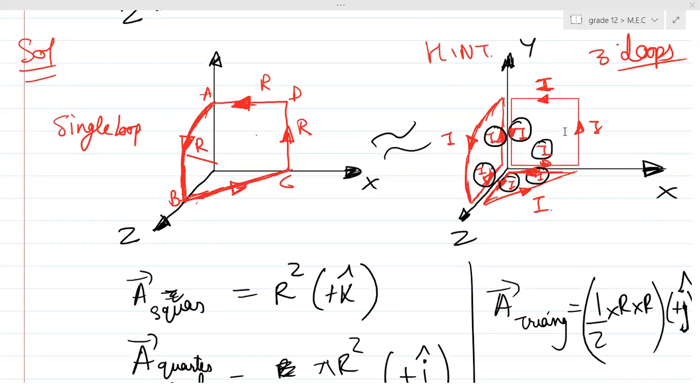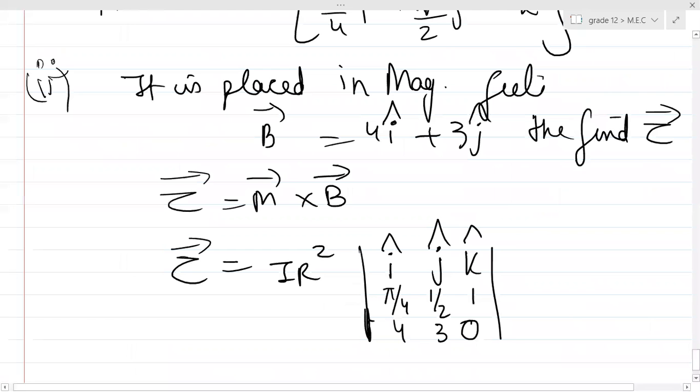Is this clear, guys? Any doubt in this question? No, sir.